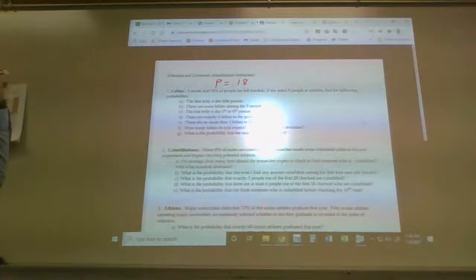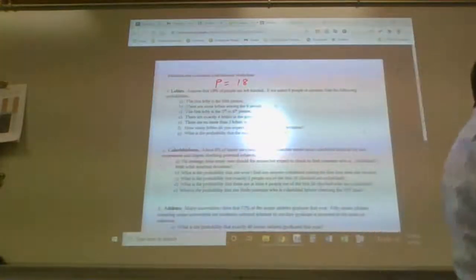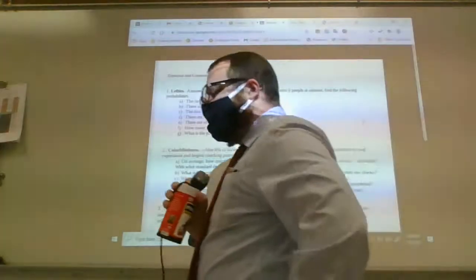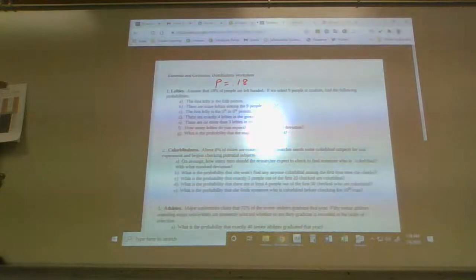Number 1A, the first lefty is the 5th person. That is a geometric problem. I know there are 9 people, but the 9 people don't matter right now. The first lefty is the 5th person. If the problem is implying that you're looking for a first success, it is a geometric problem.